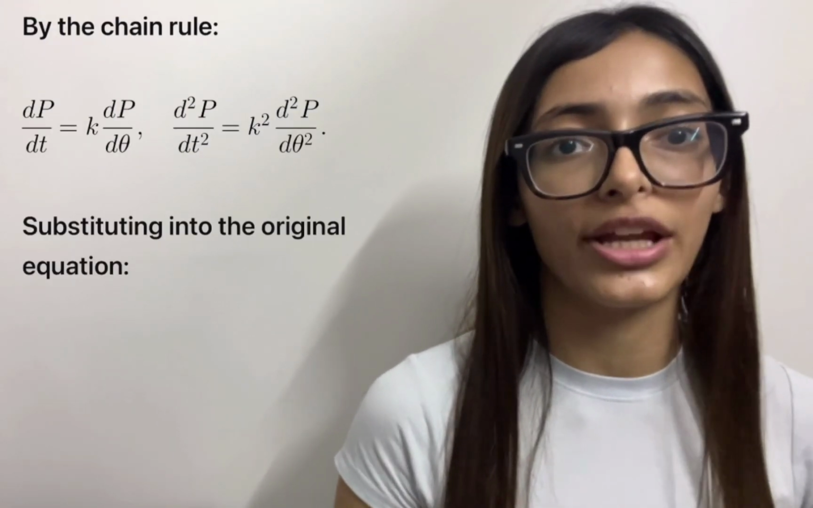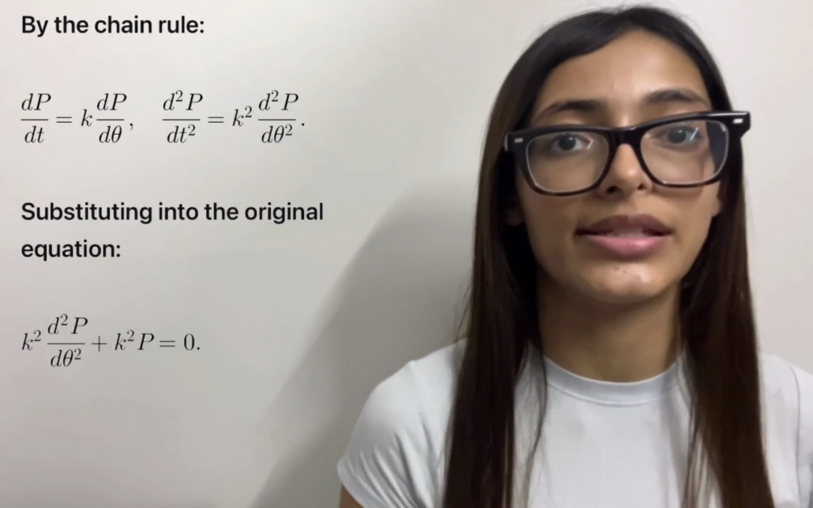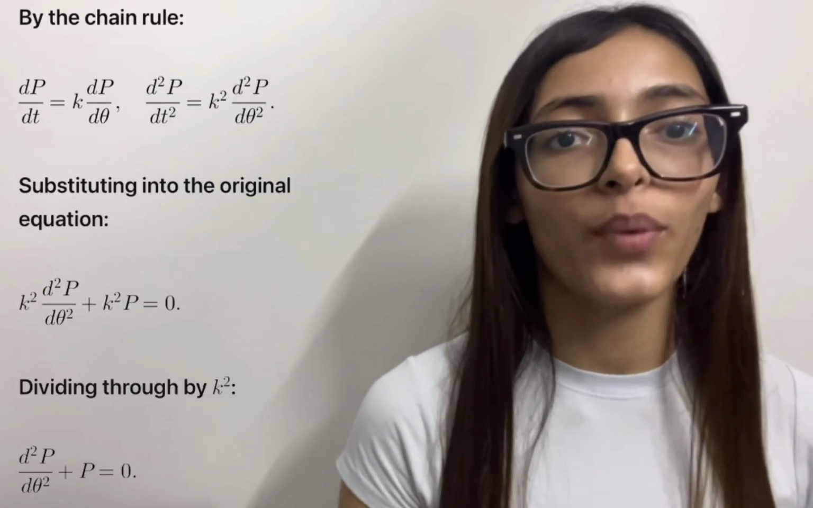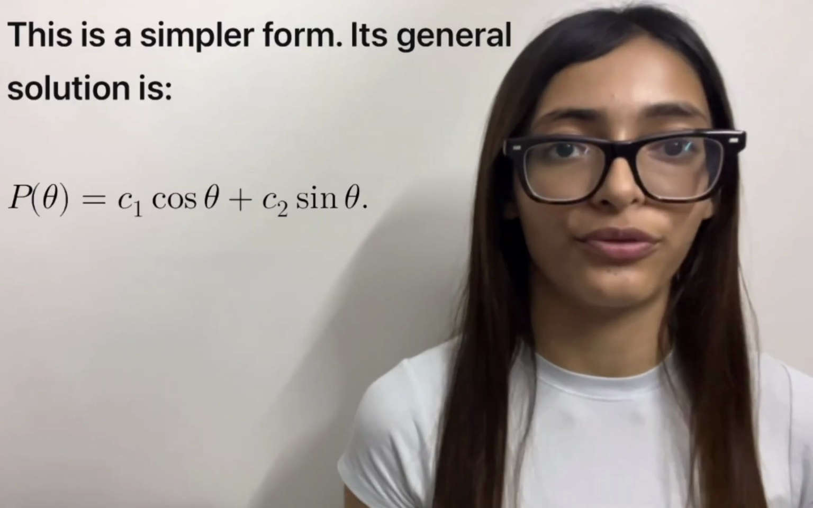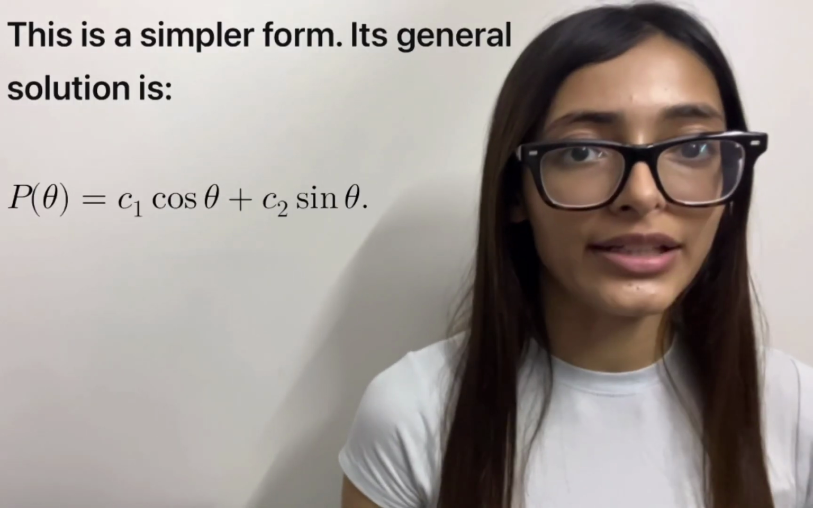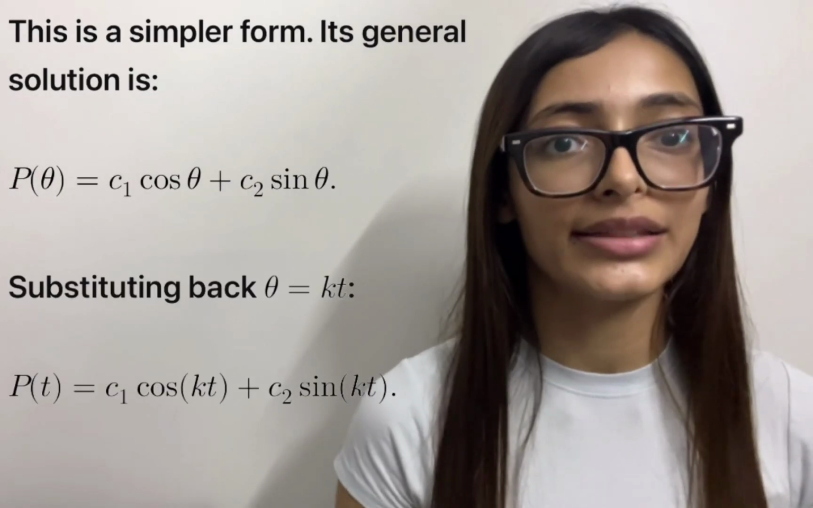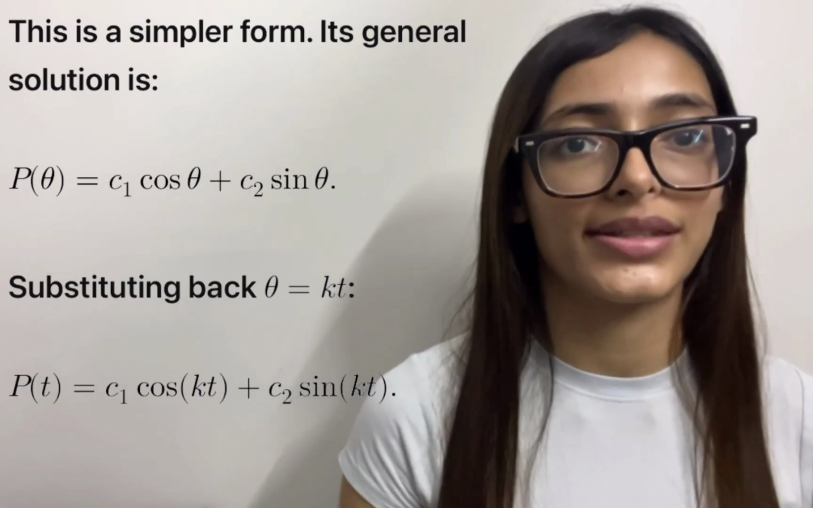Substituting into the original equation, k square d square P by d theta square plus k square P equals 0. Dividing through by k square, d square P by d theta square plus P equals 0. This is a simpler form. Its solution is P of theta equals c1 cos theta plus c2 sin theta. Substituting back theta is equal to kt, we get P of t is equal to c1 cos kt plus c2 sin kt. This solution means that the population fluctuates in a wave-like periodic pattern over time.